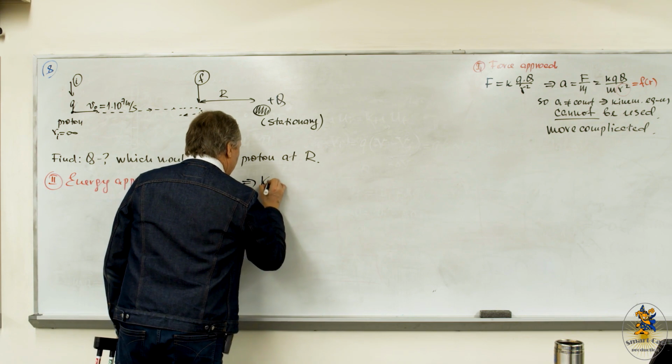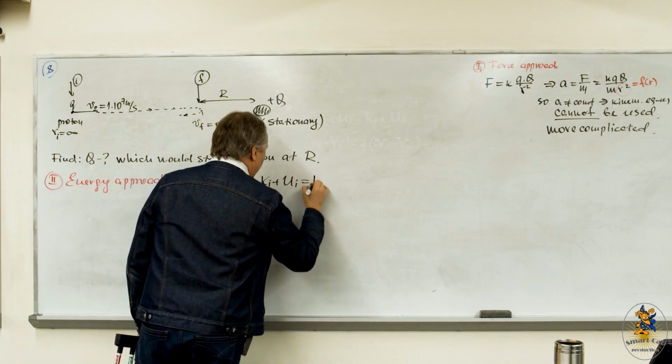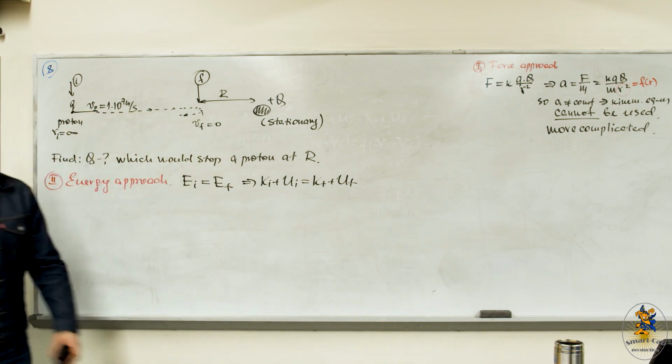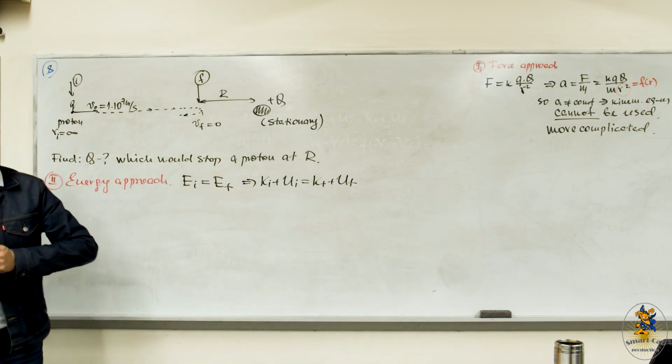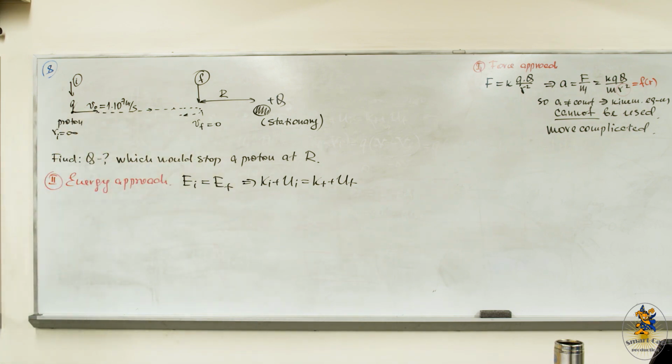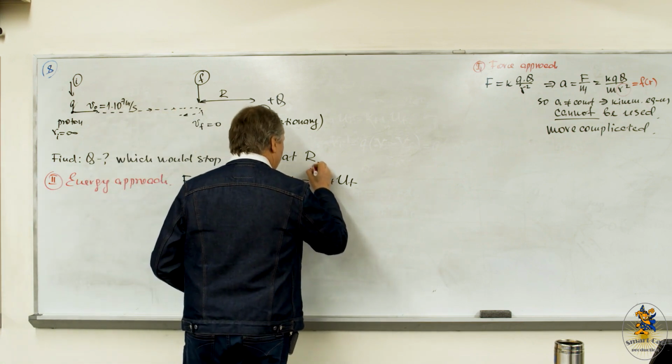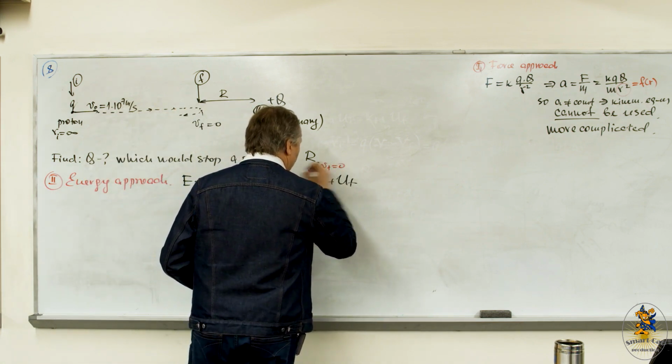So k initial plus u initial equals k final plus u final. And at this point, students start making mistakes. Not in kinetic energies. Kinetic energy final is obviously 0. Again, we want to stop at a certain moment, like in the previous problem. So final kinetic energy, of course, 0, because v final equals 0.